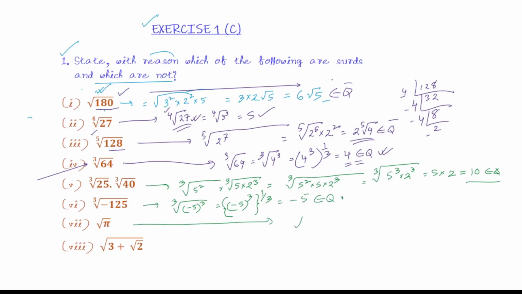Root over pi. Since pi is an irrational number, it cannot be a surd because it should be a positive rational number. This one, you see, root 2 is an irrational number. Again, 3 plus root 2 is also an irrational number. So this quantity must be a positive rational, so it cannot be a surd.